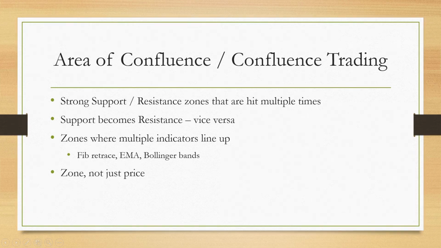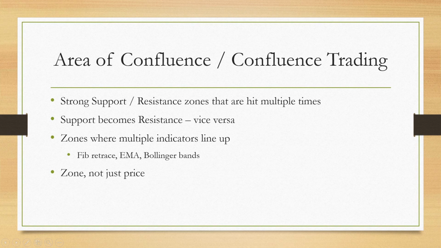So what an area of confluence is, it's an area of strong support or resistance zone that was hit multiple times. A lot of times that support zone can be a new resistance, or vice versa. A previous resistance can now be a support zone. It's also a zone of prices where multiple indicators start to line up.